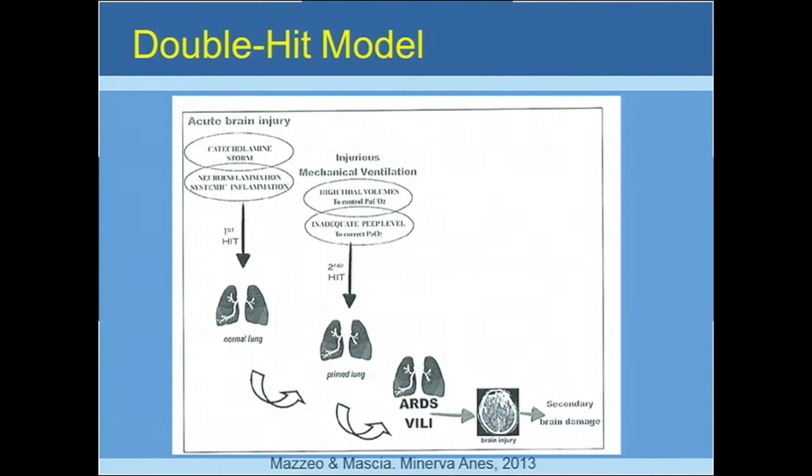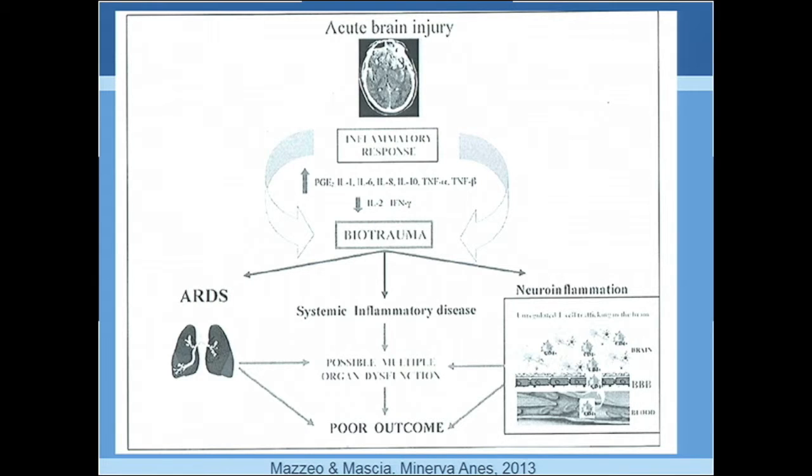And then we get the second hit from the increase of catecholamines, but also from the high tidal volumes that are used, and also the inadequate PEEP to the primed lung, and then leading to ARDS. Now this ARDS also increases the catecholamine in the system, leading to a secondary brain injury. So you can see from this model that ARDS and traumatic brain injury are closely related and can be quite a quandary for clinicians. Again, this is another model that relates adult ARDS to acute brain injury.